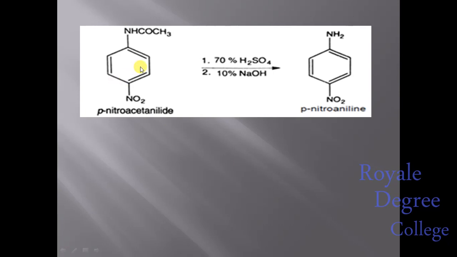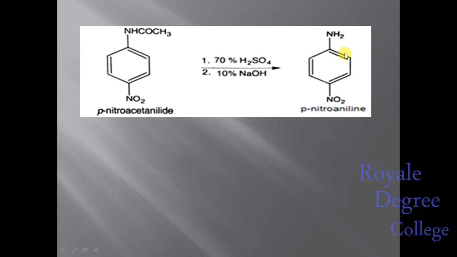In that, we are adding 70% sulfuric acid and 10% sodium hydroxide. Here, the hydrolysis reaction will take place. So, what will happen here from this acetanilide group? That is NHCOCH3 is there. COCH3 is coming out, reacting with hydrogen of the water molecule. In place of COCH3, hydrogen from the water molecule is substituted here, and we are getting NH2.